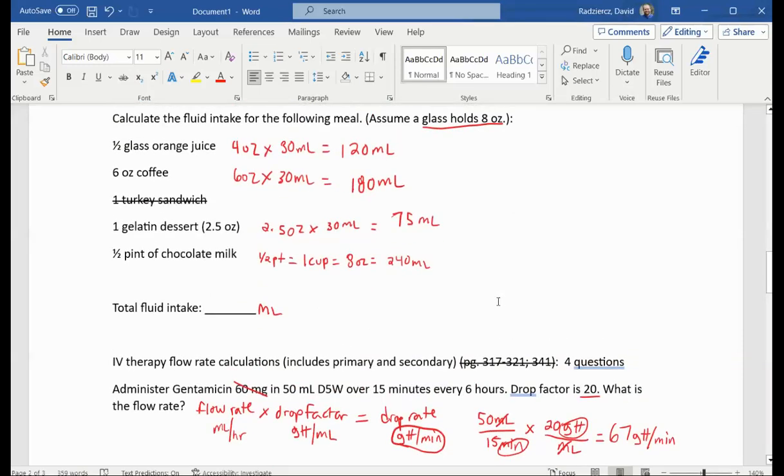So 120 plus 180 is 300, plus 240 is 540, plus 75. So 540 plus 75, and you'll get a total of 615 milliliters in this meal here: Jello, chocolate milk, orange juice, coffee, and a turkey sandwich. I'm trying to think, is this breakfast or lunch or dinner? So, all right. Wait, let's double check here.